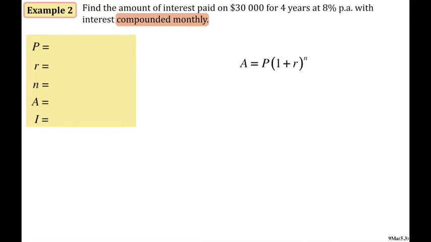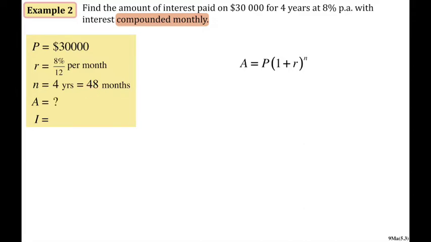So let's write down what we do know. We know the principal is $30,000, so there's my principal. I know the interest rate is 8% per year, but I'm going to write it as 8% over 12 because I want to figure out what the interest rate is per month, and to change years to months you divide by 12. There are 48 months in 4 years because each year has 12 months. 4 12s are 48.